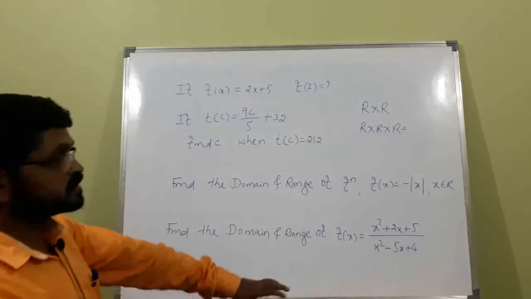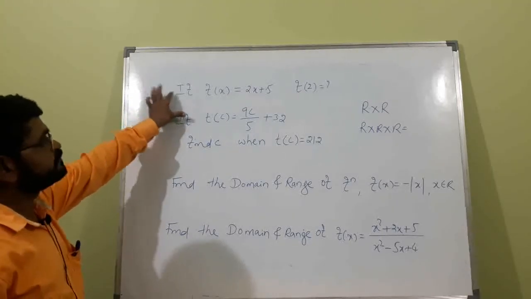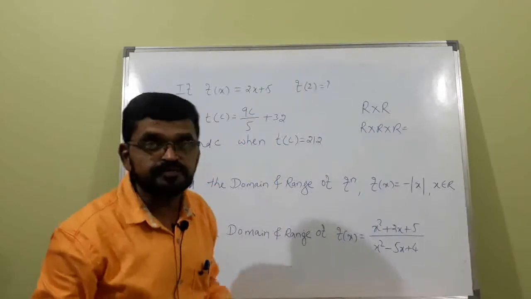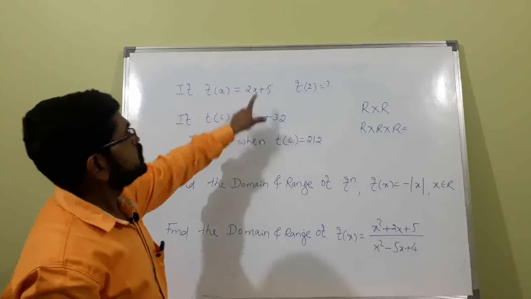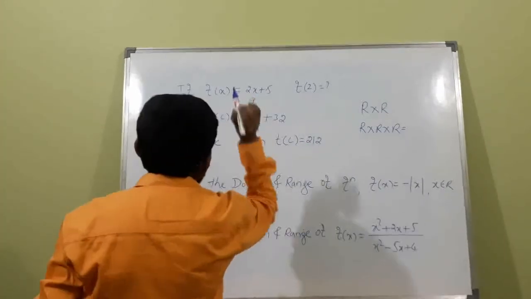Okay, let us consider some examples from functions. Very simple it is. If f(x) is equal to 2x plus 5, then what is f(2)? Just substitute x equal to 2, that is 2 into 2 plus 5, answer is 9.